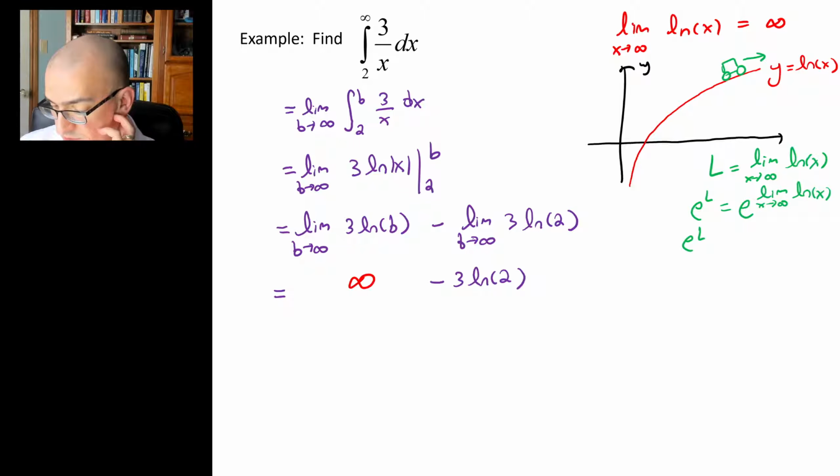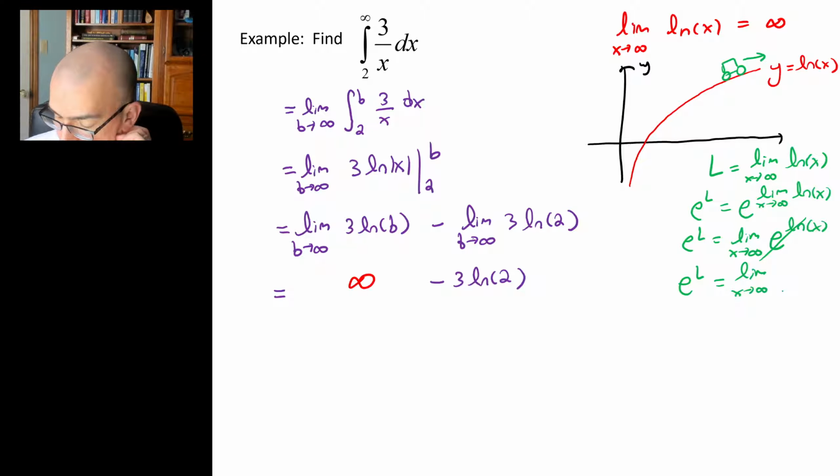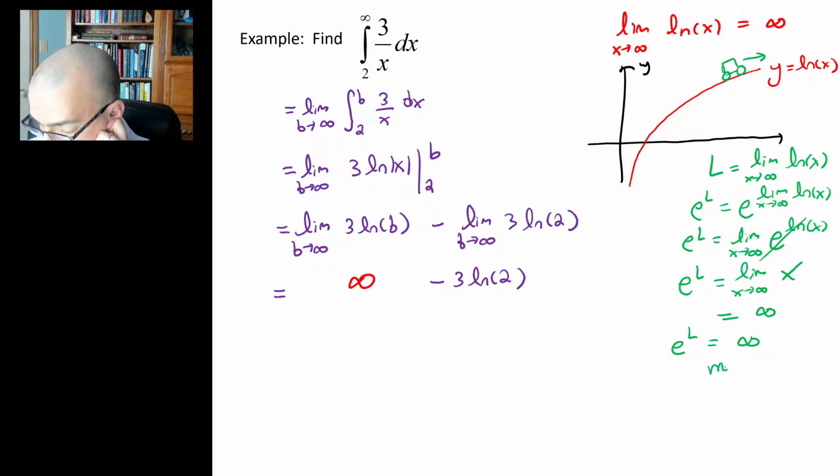And I'm going to do something that's a little bit dangerous sometimes. I'm going to bring the limit outside of the exponential. Limit as x approaches infinity of e to the ln of x. So e to the L equals, in the cancellation law, limit as x approaches infinity of just x. So this is equal to infinity. And then e to the L is equal to infinity means L is equal to infinity. There's no other possibility.